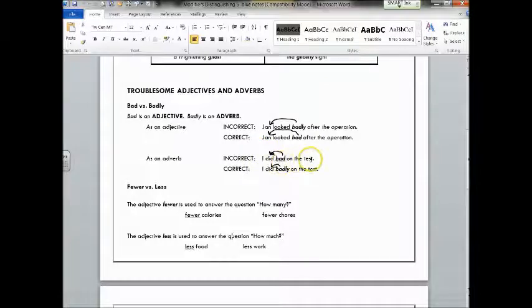I did bad on the test is incorrect. We're modifying the verb did here in both these sentences. Because we're modifying a verb, we need the adverb, which is badly. I did badly on the test.